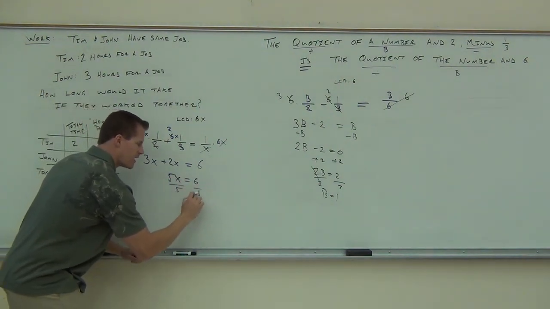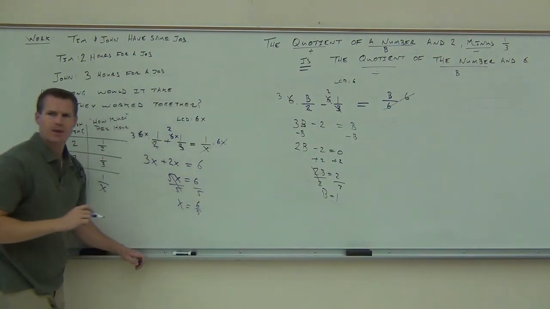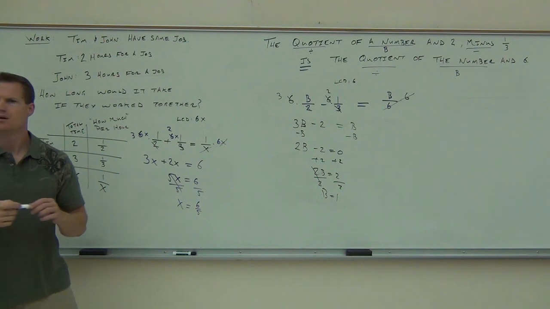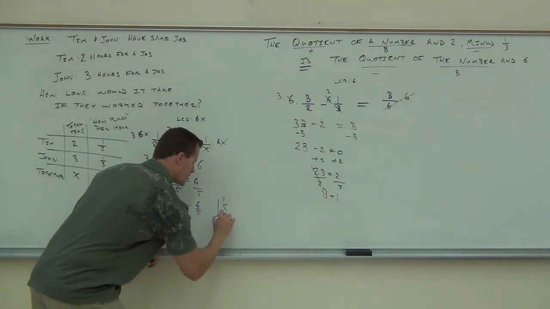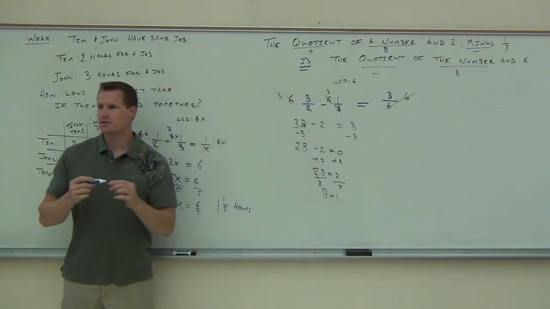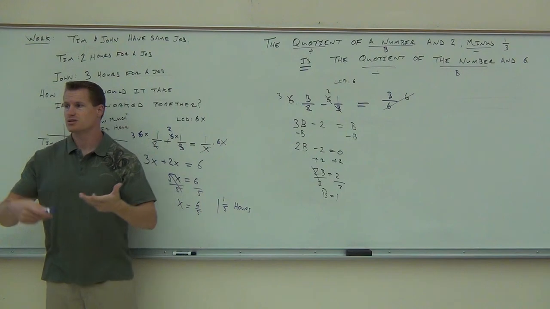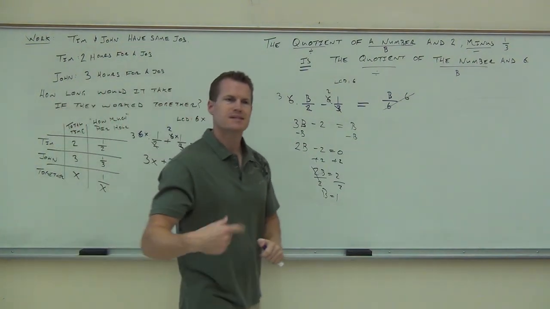If you divide by 5, you get 6 fifths. What's 6 fifths? 1 and 1 fifth. 1 and 1 fifth what? Hours. That's 1 hour and 12 minutes. Does that seem reasonable as far as what we talked about? Yeah, that's less than 2. 1 hour and 12 minutes is what they do. That's how we do a work problem.